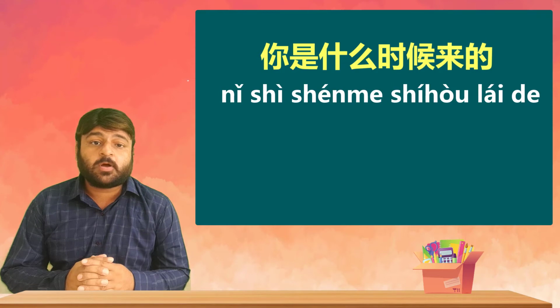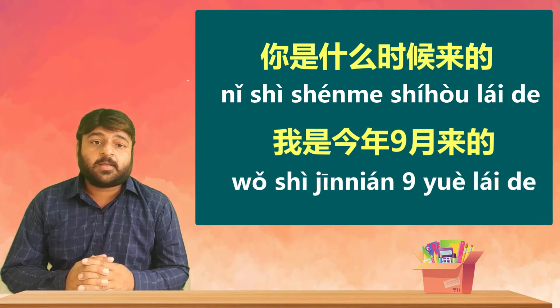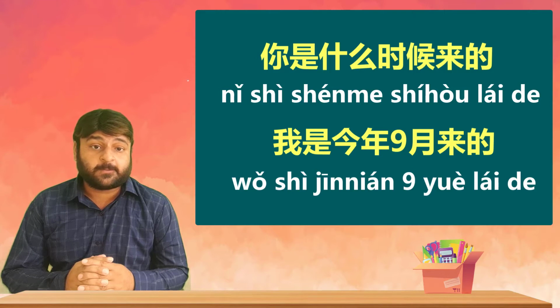Let us read the first sentence. 你是什么时候来的? What time did you come? This is a past tense sentence. However, we have used the 是...的 construction because the details are being inquired and this is not a simple past tense sentence. What time did you come? 我是今年9月来的. I came in the 9th month of this year. 9th month is September. So I came in September this year. Again, we have used the 是...的 construction to emphasize the facts or the details that have been given out.